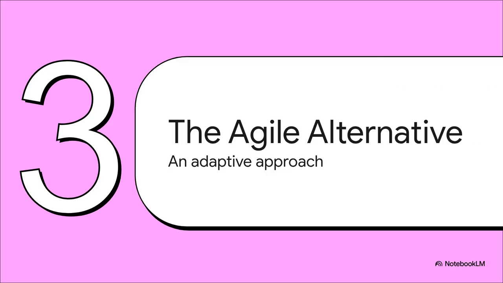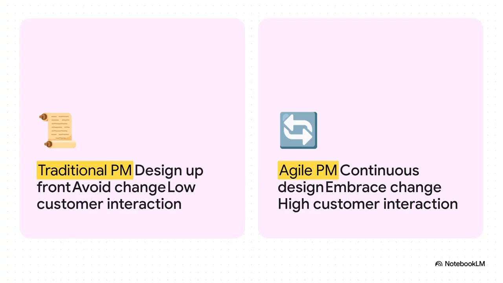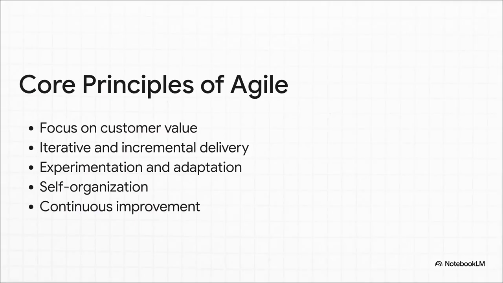And that brings us to the Agile alternative. Now, Agile wasn't created to get rid of traditional methods. It was designed specifically to thrive in those messy, uncertain environments where the old ways just don't cut it. Just look at the difference here. It's like night and day. Traditional methods are all about designing everything perfectly up front and then fighting off any changes. Agile completely flips the script. It's built from the ground up to embrace change, using constant customer feedback and empowering teams to adapt on the fly.